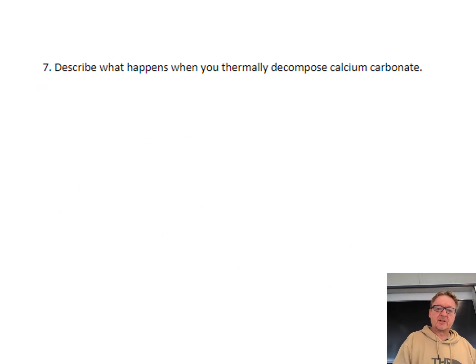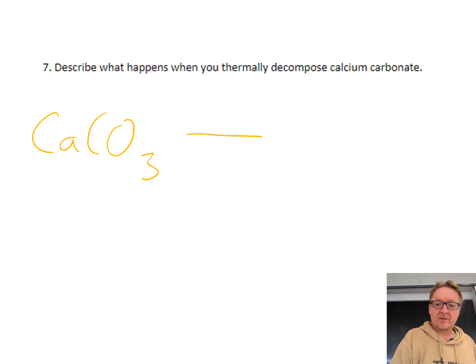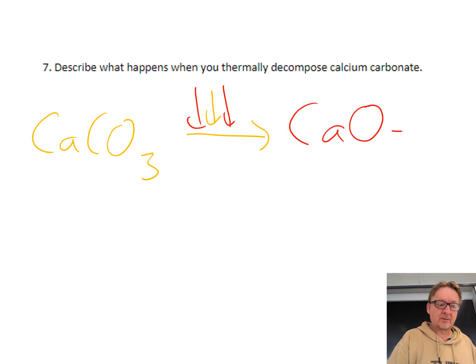Question number 7. Describe what happens when you thermally decompose calcium carbonate. You have calcium carbonate, you heat it, which thermally decomposes it, and what you make is calcium oxide plus CO2, which is the gas that comes off at the end.